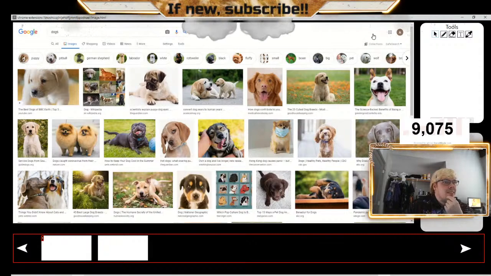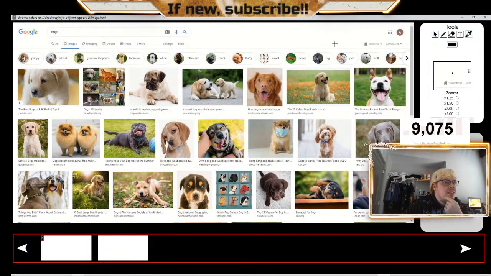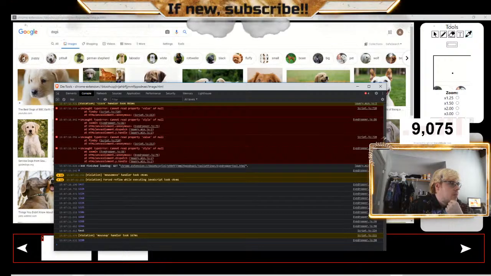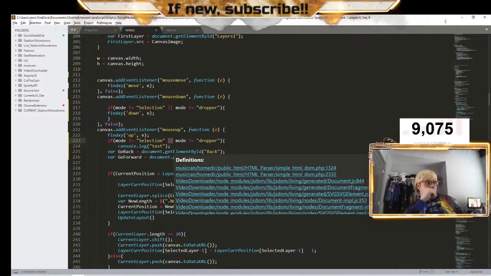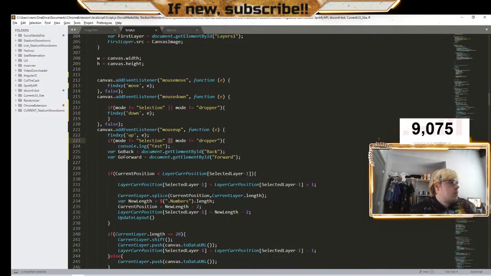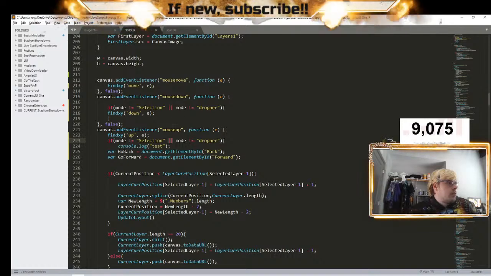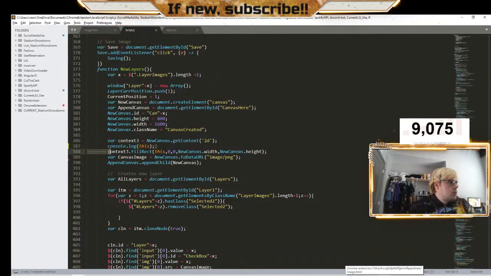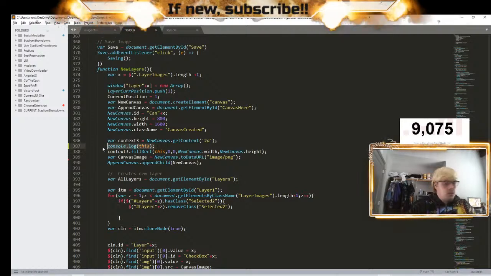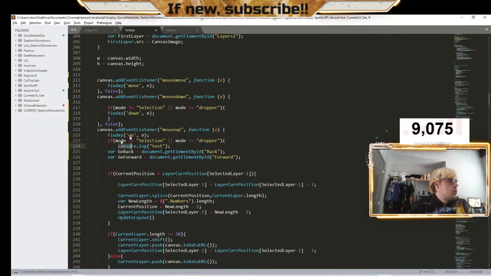Alright, so if I do this, and I click, what are these numbers? Okay, it still did test. So if mode equals selection, oh wait, or if it doesn't equal dropper. So this is, I think, where the issue lies, but we also need to do, we could take this out. There's another thing we could take out here. Hold on.